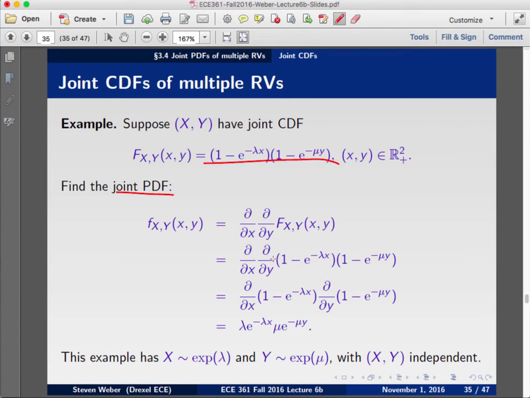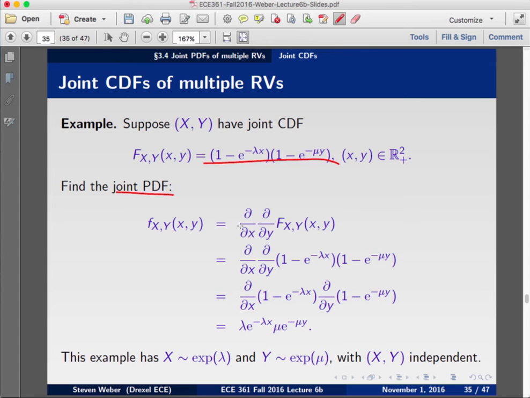And so I substitute in the particular form that's assumed for the capital F, and I recognize that all the x's are separate from all the y's, and so I can factor this. So this is really the product of the derivative with respect to x times the derivative with respect to y. And if you differentiate these functions, you of course get these expressions here, lambda e to the minus lambda x times mu e to the minus mu y.